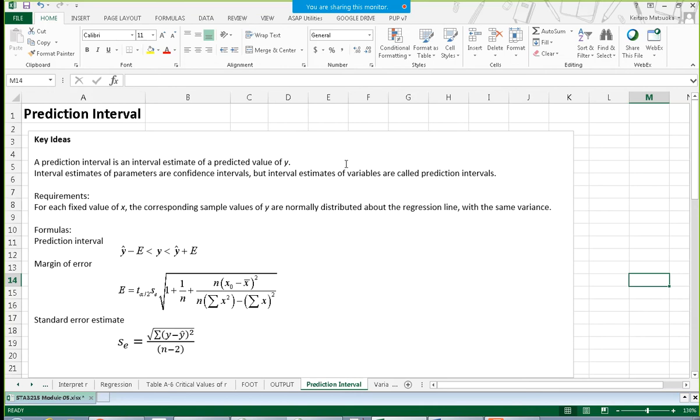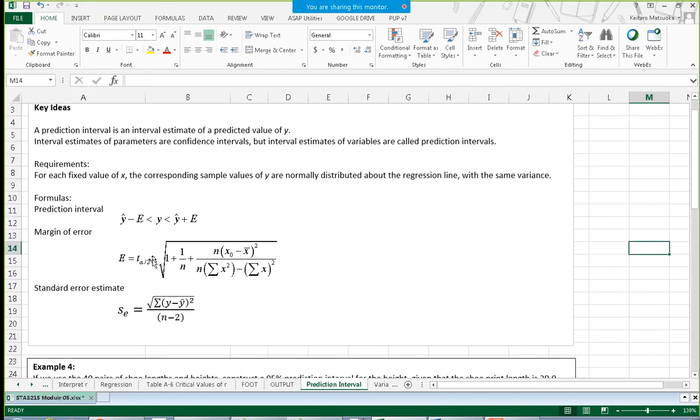Okay. Similar to confidence intervals, you have a prediction interval, which looks like this: y hat minus E, y hat plus E, E being the margin of error. This is the formula for margin of error. We use t, n, x0, x bar, and x's. And there's another additional variable you have to calculate, which is called the s of e. And the formula for that is this.